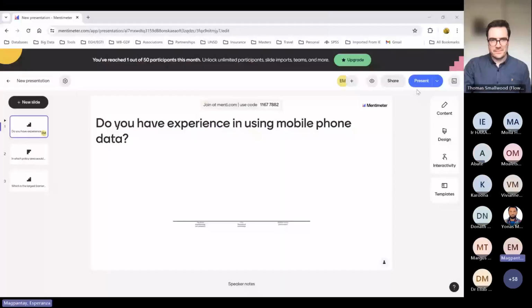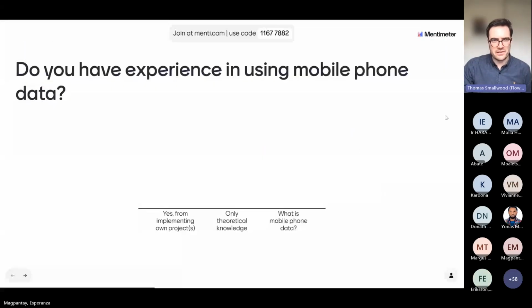Can you see my screen now? Yes, I can now. I think we need the instructions slide.